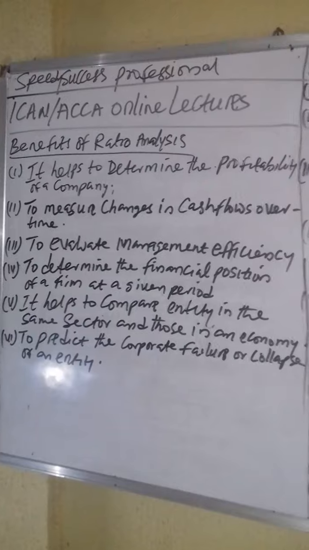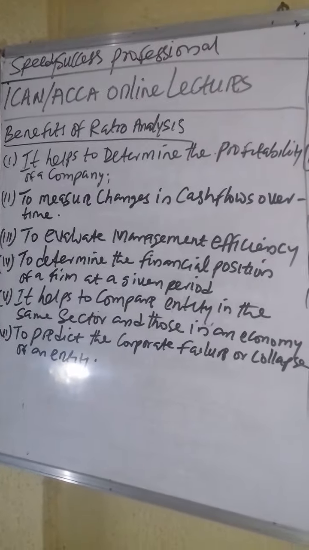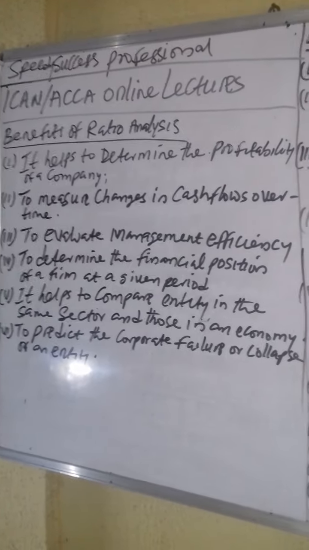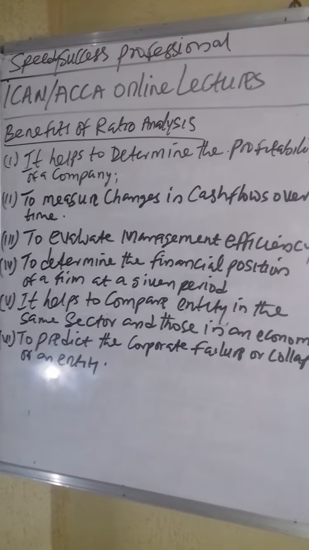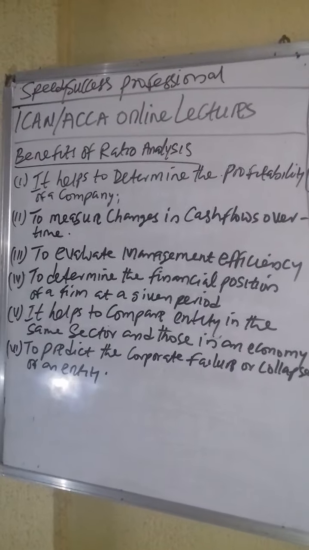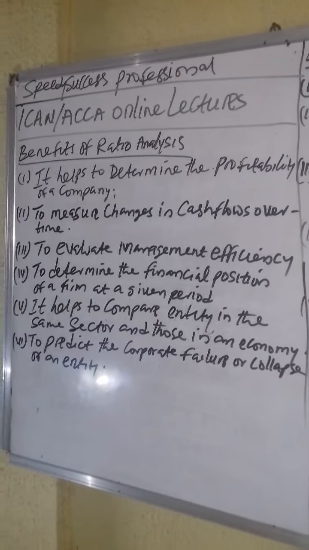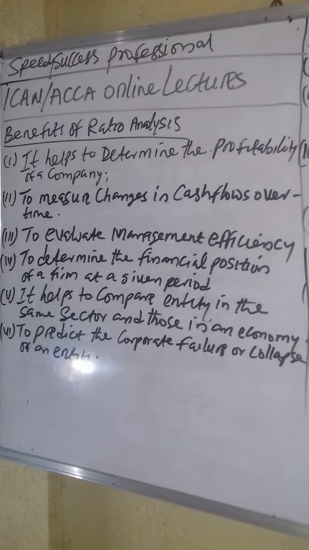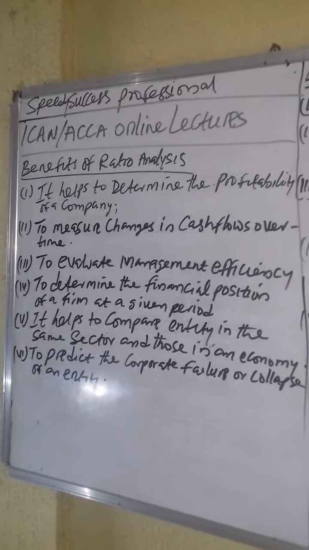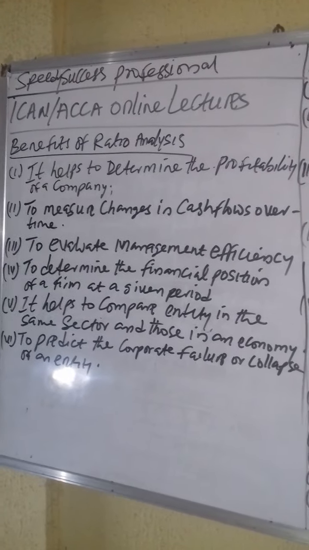Number two, to measure changes in cash flow over time. We look at how much cash is being spent or is available for paying bills in the entity, so we carry out what we call the current ratio, or liquidity ratio. Number three, it helps to evaluate management efficiency. We call it the management ratio, determining how efficient, effective and economical the management has been in using the resources given to them in running the business.